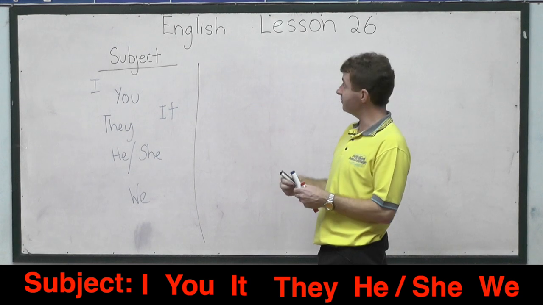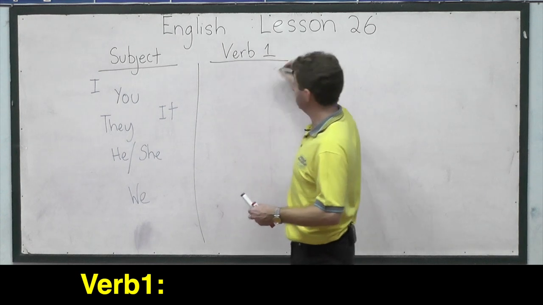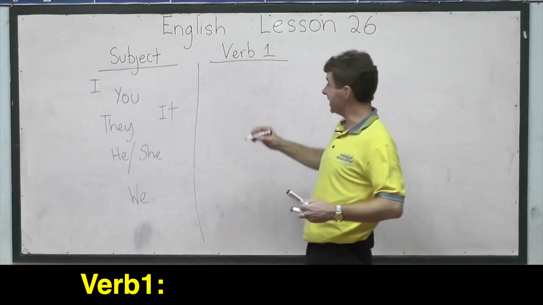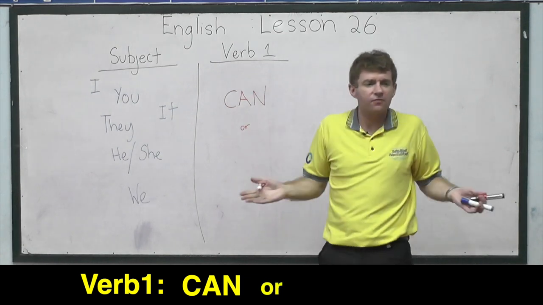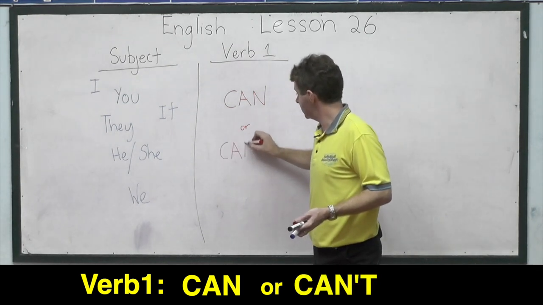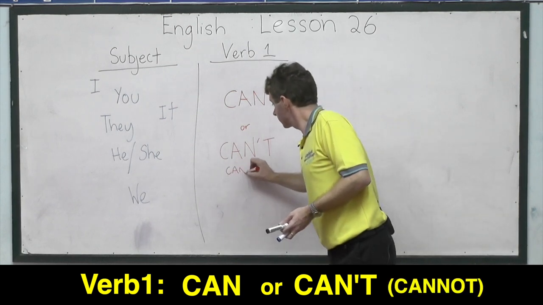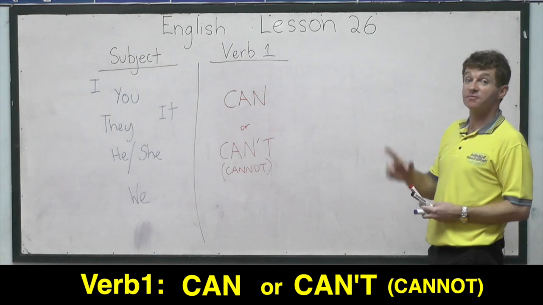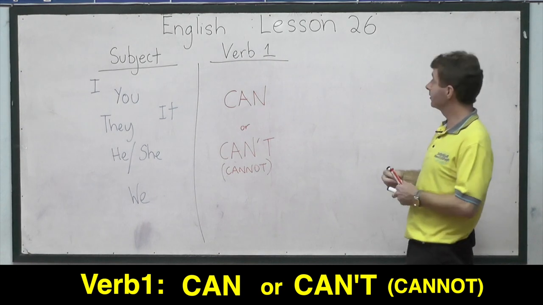Subject. Next, we will have our first verb, verb one, which will be can, if we can. C-A-N. Or, what about if we can't? C-A-N-T, which is the contraction of cannot. And then we'll have verb number one. We have verb one, verb number two.